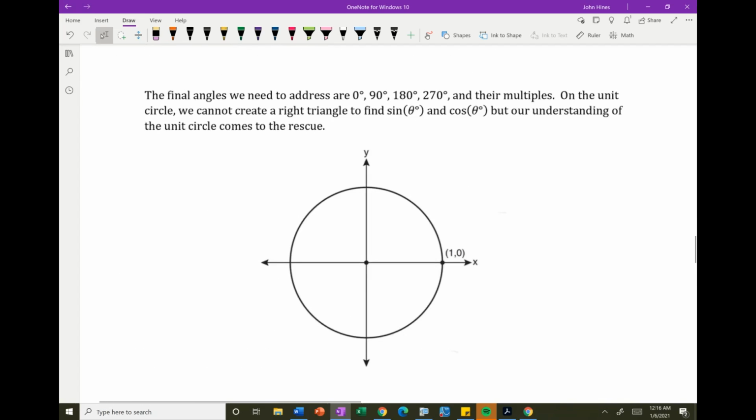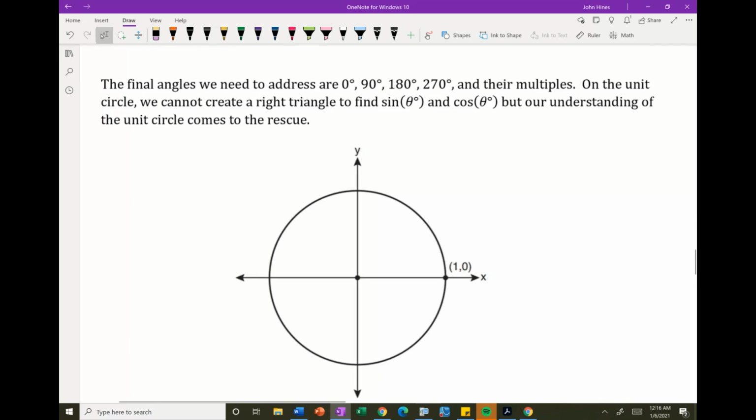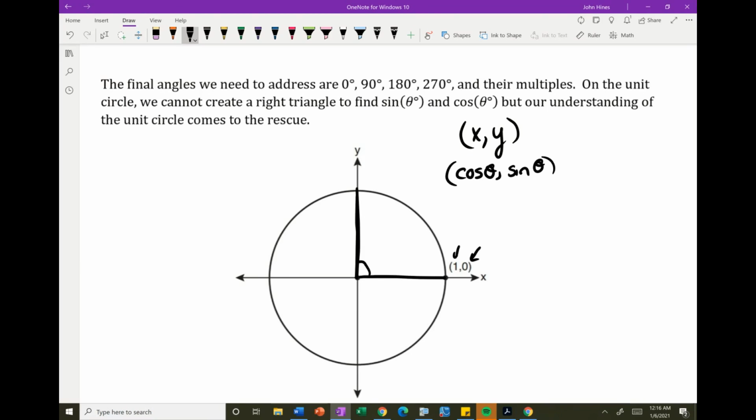And finally, the last thing we've got to talk about is 0, 90, 180, and 270. What happens if I spin 0 degrees? I can't make a triangle. If I spin 90 degrees, how do I make a triangle? I always drop back down to the x-axis. Well, I can't drop down anywhere. So what we remember is our horizontal distance is cosine and our vertical distance is sine. So x is cosine, y is sine.